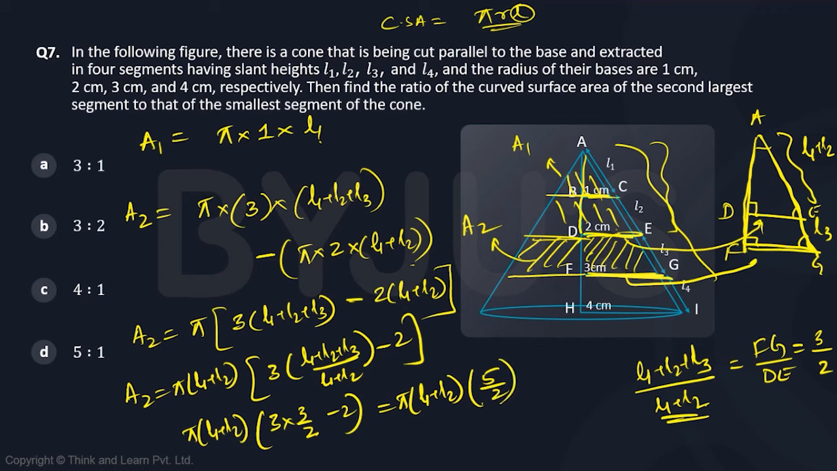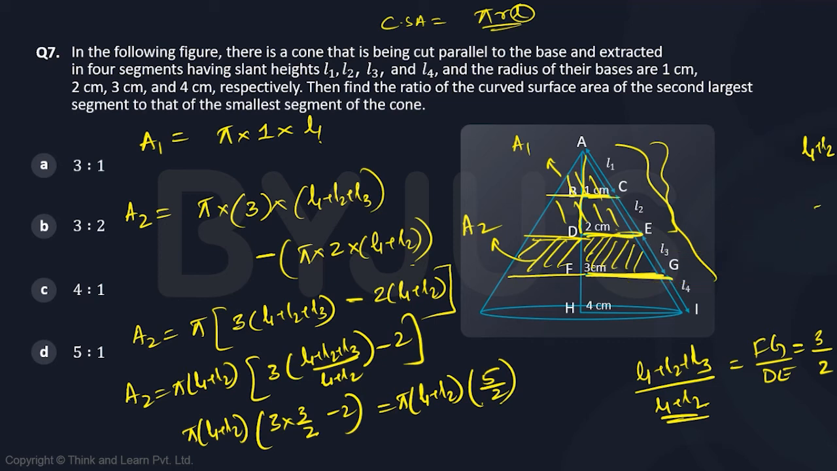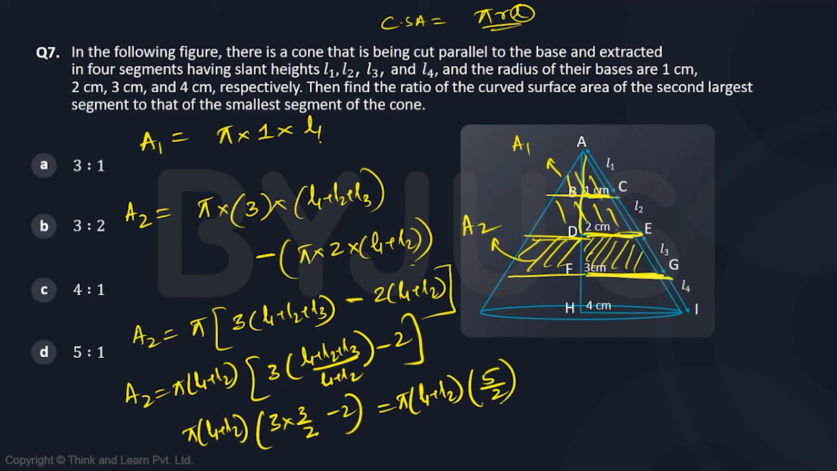Now we have A2 and we have A1, and you have to find the ratio. I will just erase what is not required here so that I can create some space, a little bit of real estate, as they say. So now what I want is A2 by A1. A2 by A1 is pi times L1 plus L2 into 5 by 2 by pi L1. Pi gets cancelled. You will get L1 plus L2 by L1 into 5 by 2.